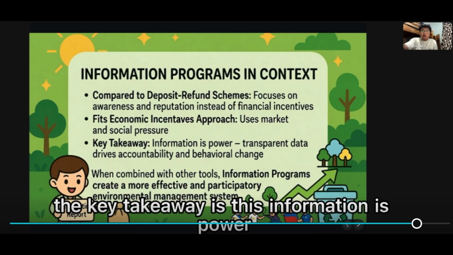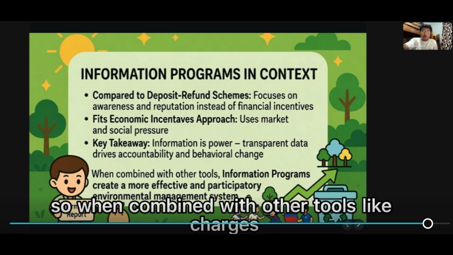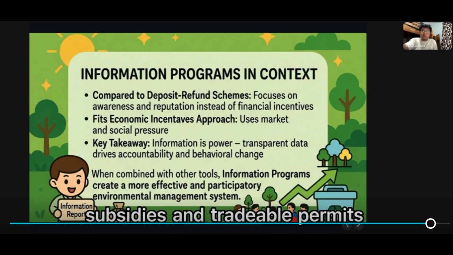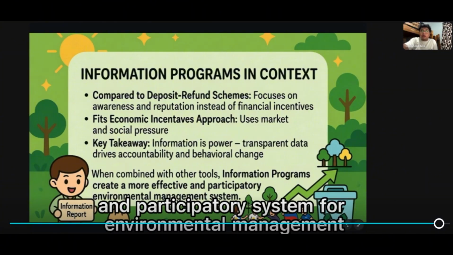The key takeaway is this: information is power. Transparent data drives accountability and real behavioral change. So when combined with other tools like charges, subsidies, and tradable permits, information programs help create a more effective and participatory system for environmental management.